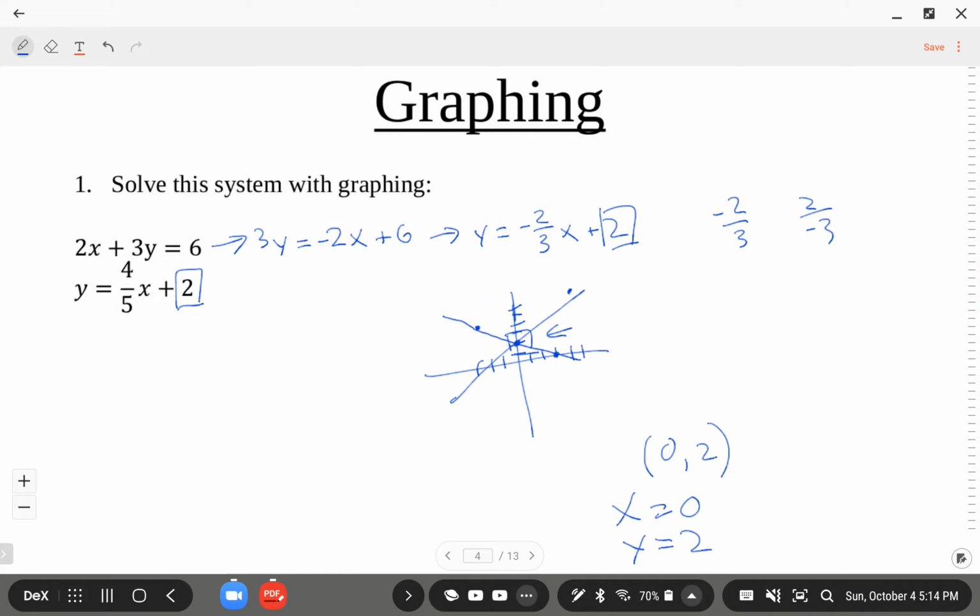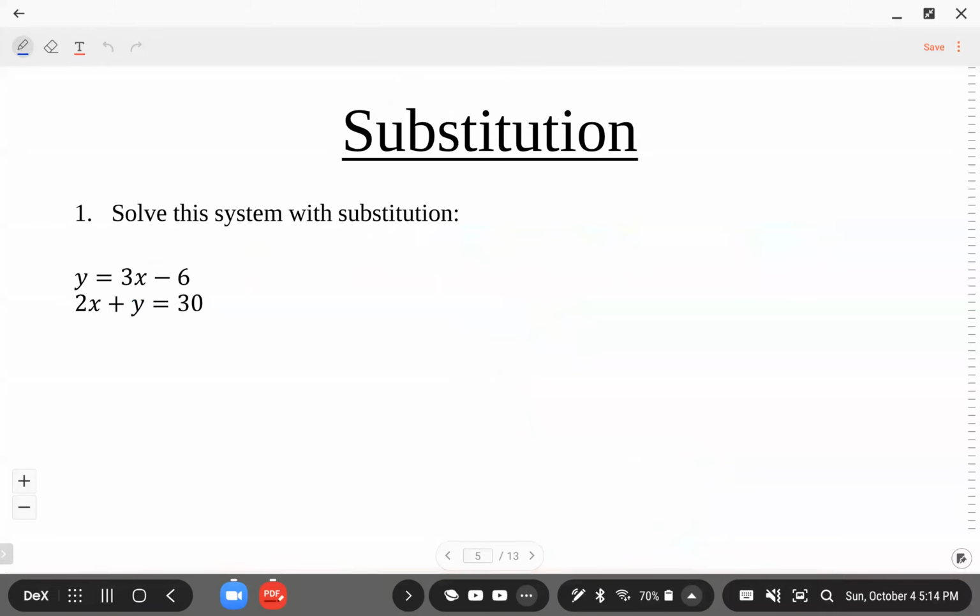Okay? So don't use graphing when you're solving because it's very troublesome. What if your point is a fraction? Okay? Very hard to see. So graphing, I wanted to teach you graphing because I want you to visualize the intersection. Okay? So don't actually use graphing when you're solving it. Now I'm going to teach you substitution, which is extremely useful, and also elimination.